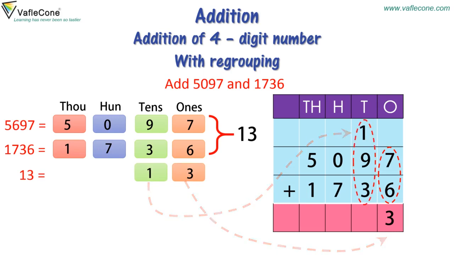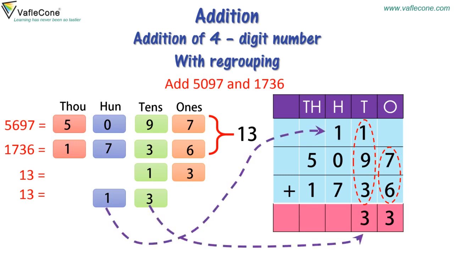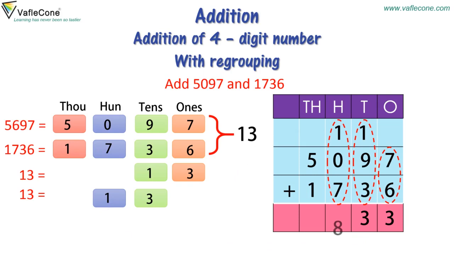And now adding at the tens place, that is 1 plus 9 plus 3 is equal to 13, which is also 13 tens. Placing 3 at the tens place and 1 at the hundreds place, and adding at the hundreds place, that is 1 plus 0 plus 1 is equal to 2. And now at the thousands place, 5 plus 1 is equal to 6.